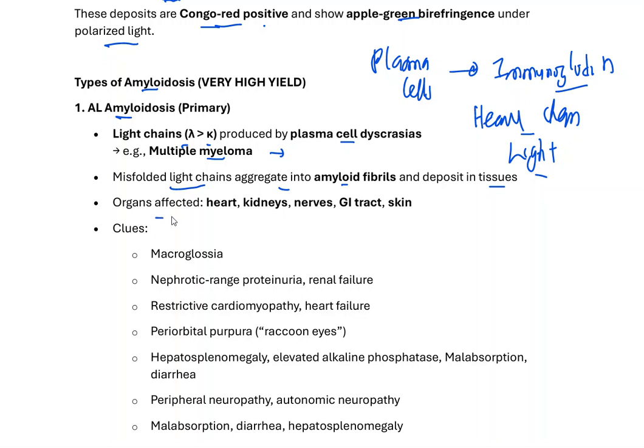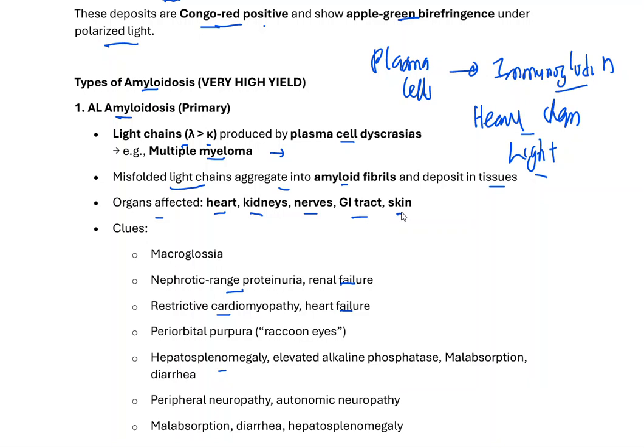And this could affect a lot of organs in the body. If it deposits in the heart, it could lead to restrictive cardiomyopathy and heart failure. If it deposits in the kidney, it could lead to nephrotic syndrome, whereby you have 3 plus proteinuria in the urine, and it could lead to renal failure. If it deposits in the nerve, it could cause peripheral neuropathy and autonomic neuropathy. If it deposits in the GI tract, it could cause things like hepatosplenomegaly, malabsorption, and diarrhea.